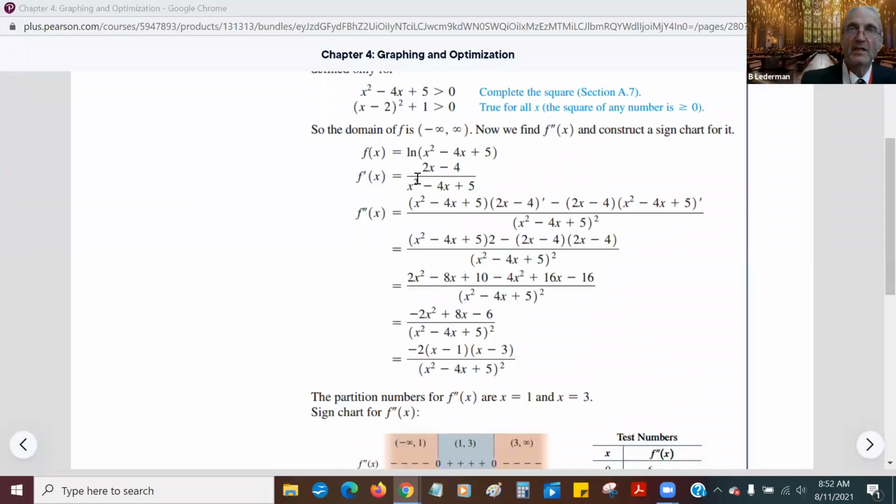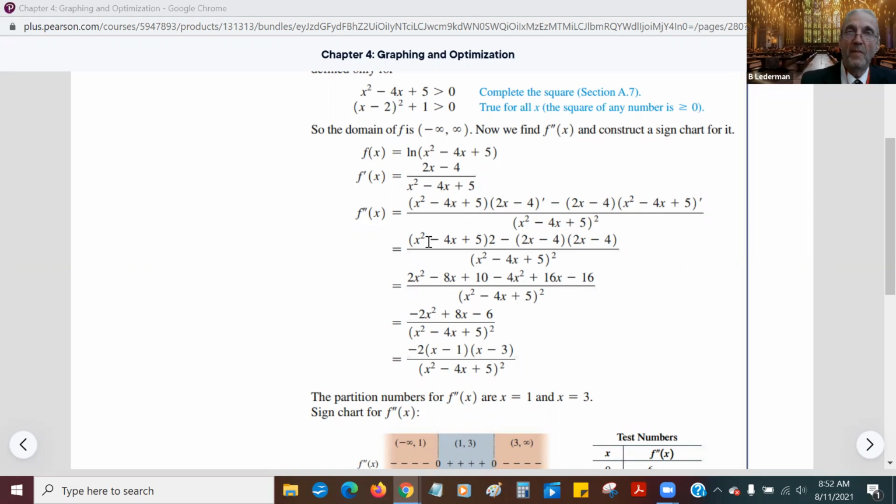Now, to take the second derivative, this is a quotient, so I need the quotient rule. It's going to be the bottom times the derivative of the top minus the top times the derivative of the bottom, over the bottom squared. So the derivative of 2x minus 4 is just 2, and the derivative of x squared minus 4x plus 5 is 2x minus 4. So I have to do a whole bunch of multiplying.